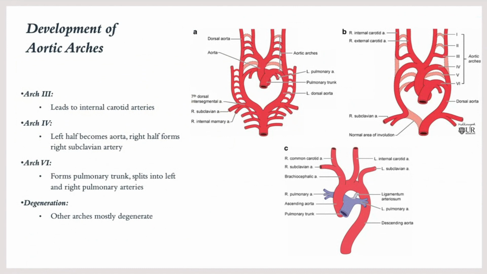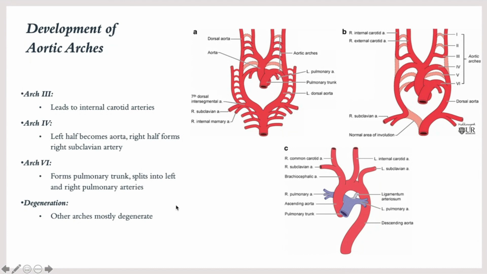Now, the aortic arches, what happens to them? Well, the third arch will become the internal carotid arteries. The fourth arch is going to divide, and the left half is going to become the aorta, whereas the right half is going to become the right subclavian artery. So right here, the right subclavian artery. And then arch 6 is going to form the pulmonary trunk right here at the bottom, which is going to split into the right pulmonary artery and the left pulmonary artery.